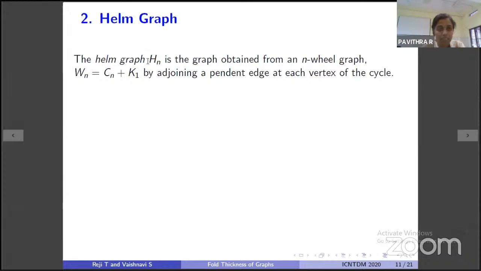Next is the helm graph. The helm graph is the graph obtained from a wheel graph by adjoining a pendant edge at each vertex of the cycle.